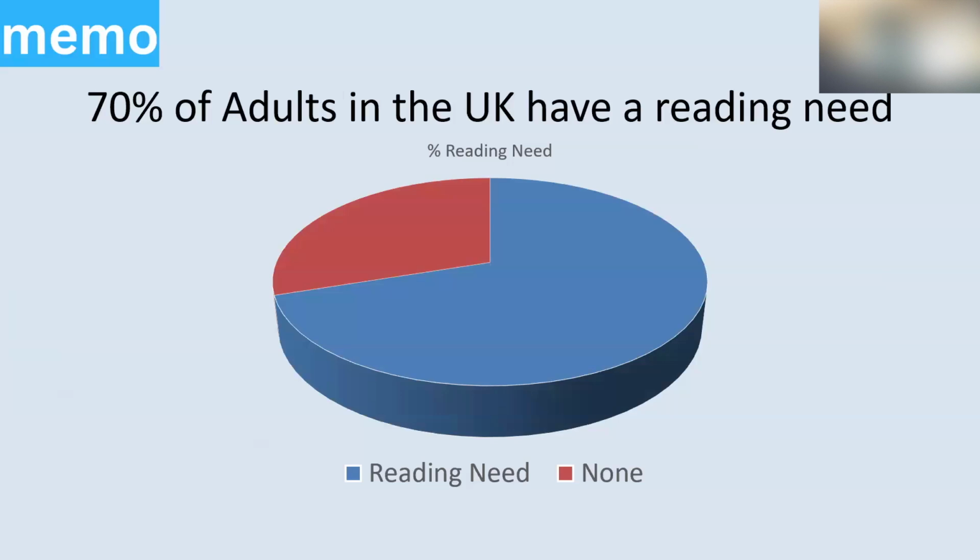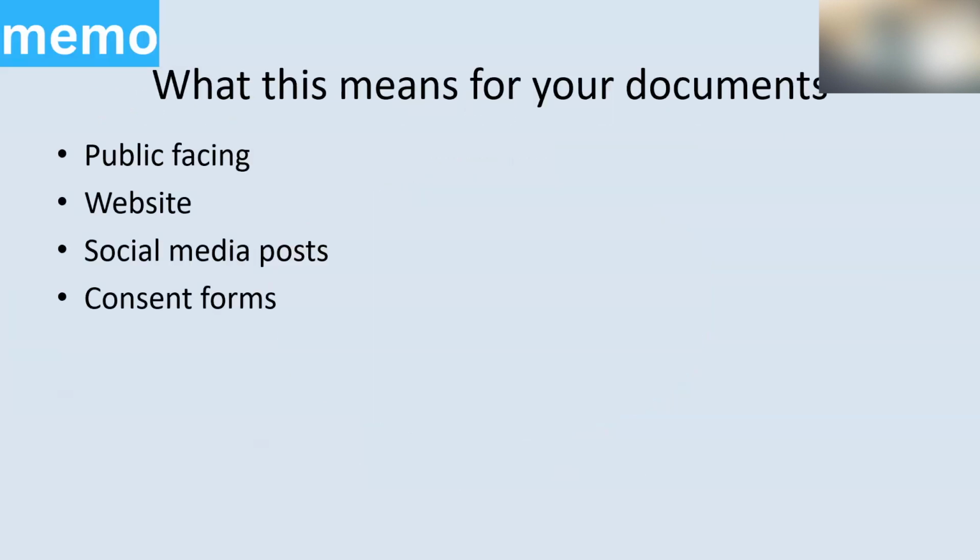70% has a reading age minimum. So we need to be acknowledging that in what we are creating. What this means for your documents is anything public facing needs to be bearing this in mind. Websites, social media posts, consent forms. The government guidance is that any public facing webpage, like I said, needs to have a reading age of around 9. And furthermore, it actually goes into it and it says the more complex the information, the simpler it needs to be.